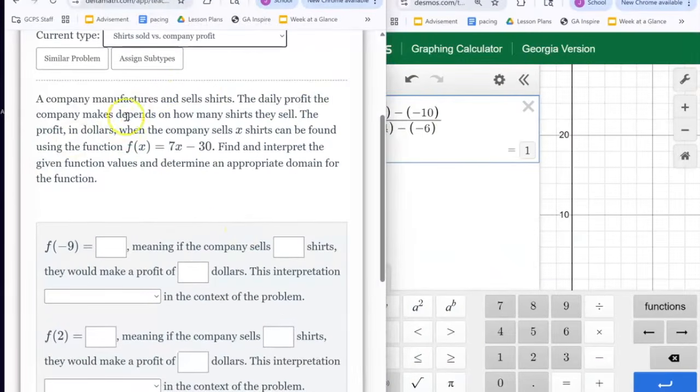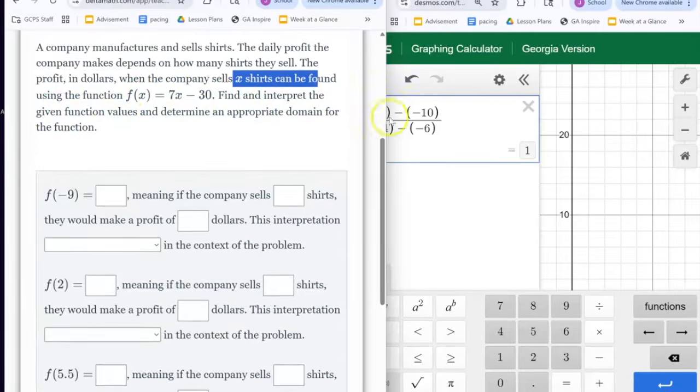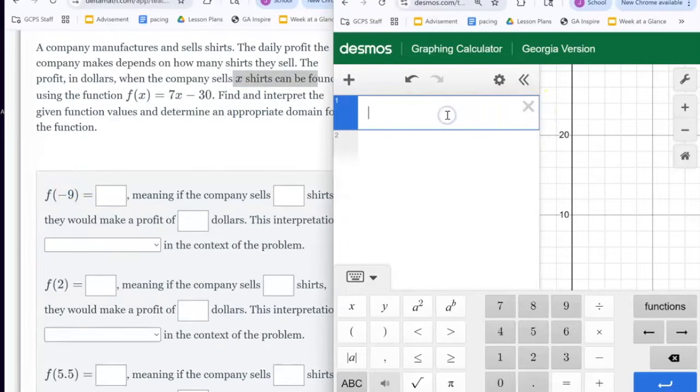So a company is manufacturing and selling shirts. The daily profit of the company depends on how many shirts they sell. The profit in dollars if the company sells x shirts. So the x-axis is what's important. You need to know x-axis is shirts. All right, using the function, find and interpret the given function values and determine the appropriate domain for the function. All right, so I'm going to put the function in there so I can evaluate it.